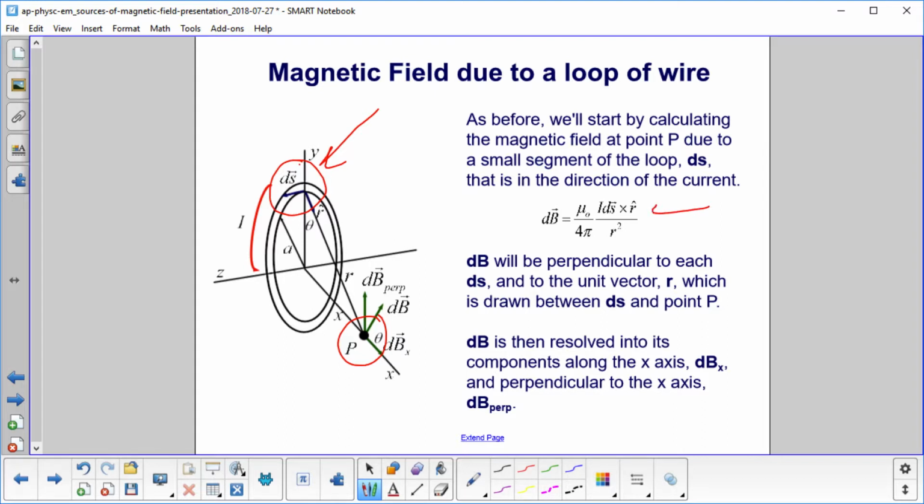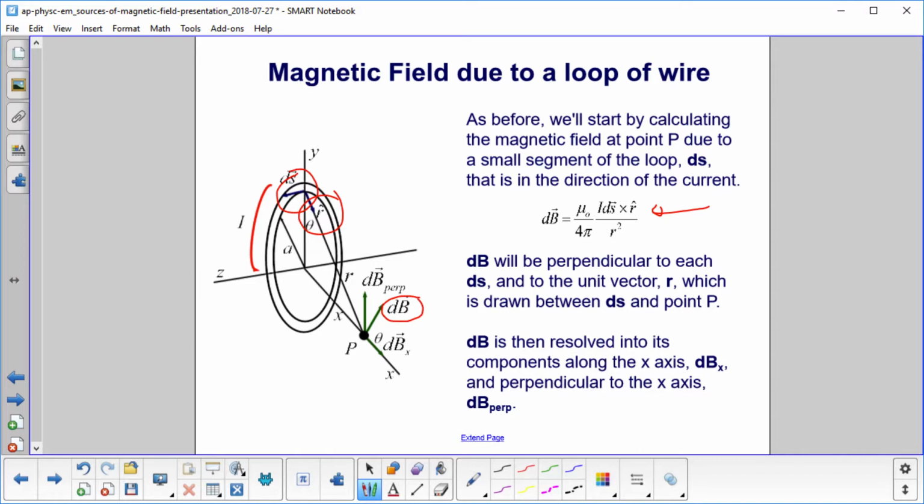Here's Biot-Savart again, just to remind you. Now dB will be perpendicular to ds and to the unit vector r, which is drawn between ds and point P. So let's erase up here and show you where the unit vector is. Okay, here's the unit vector, and here's ds. They're perpendicular, and when you take the cross product, which will give you the magnetic field, that has to be perpendicular to both of them. And that's listed right here.